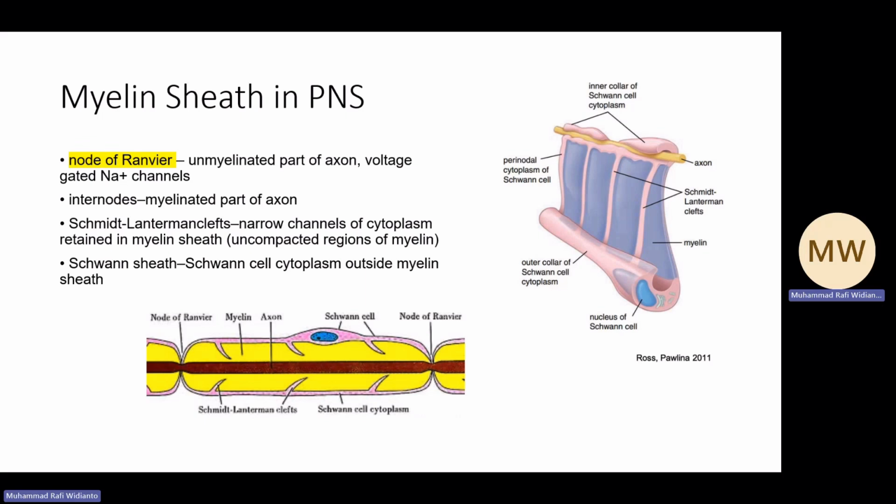Internodes are just another way of saying the myelinated part of the axons, and the Schmidt-Lantermann clefts are basically spaces left behind by the Schwann cells becoming myelin sheath. And here are just two schemas that you can reference.